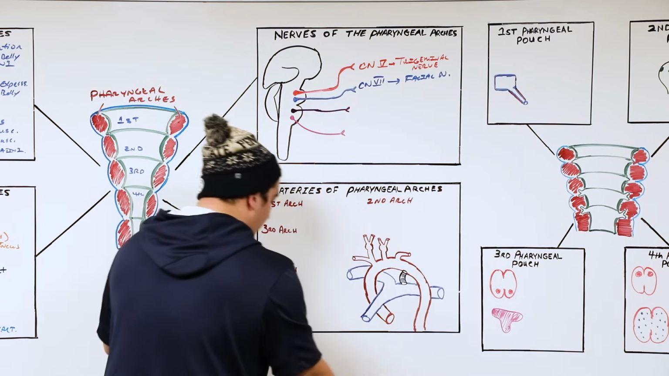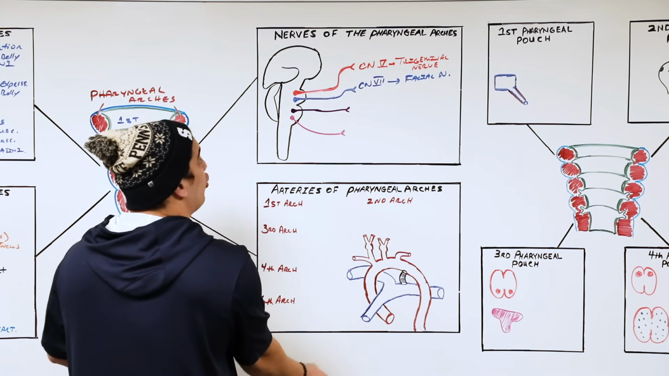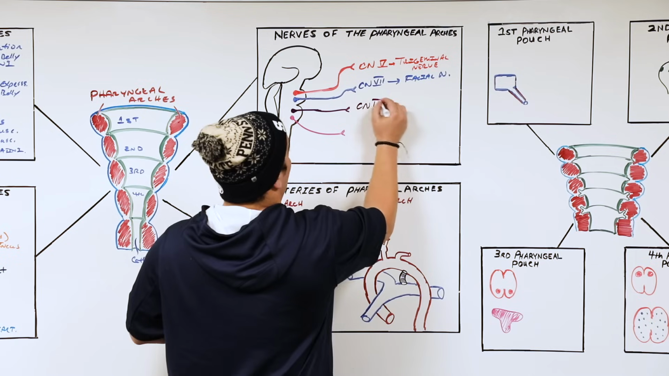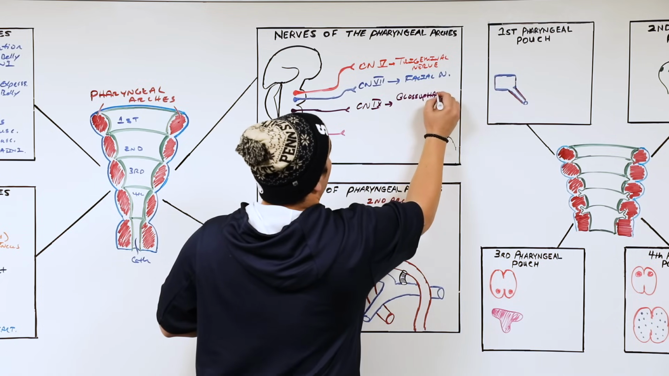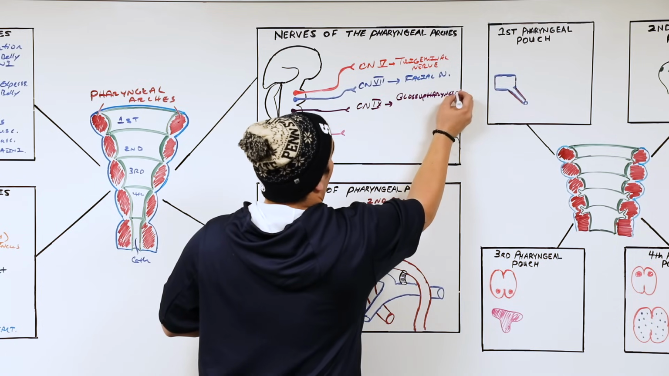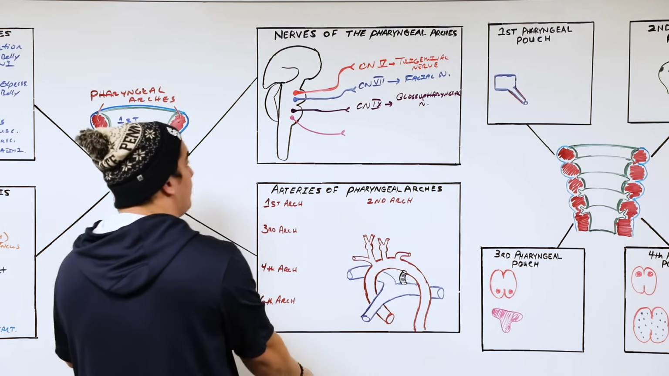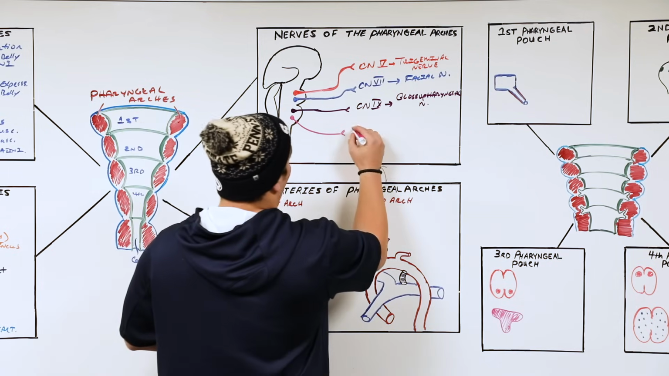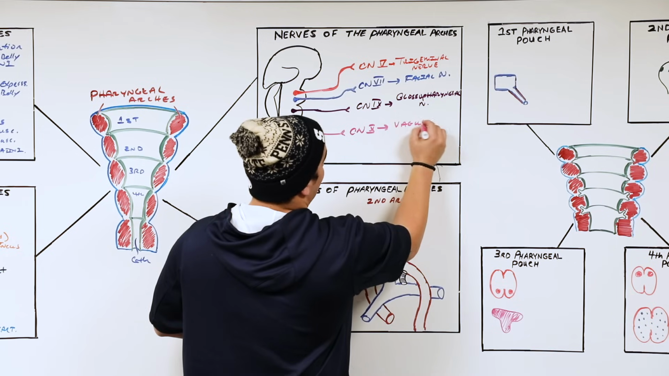The next one, which is going to be for the third pharyngeal arch, is going to be cranial nerve 9. And cranial nerve 9 is going to be, which one? The glossopharyngeal nerve. And then last but not least, the fourth and sixth pharyngeal arches are going to be supplied by cranial nerve 10. And that is going to be the vagus nerve.